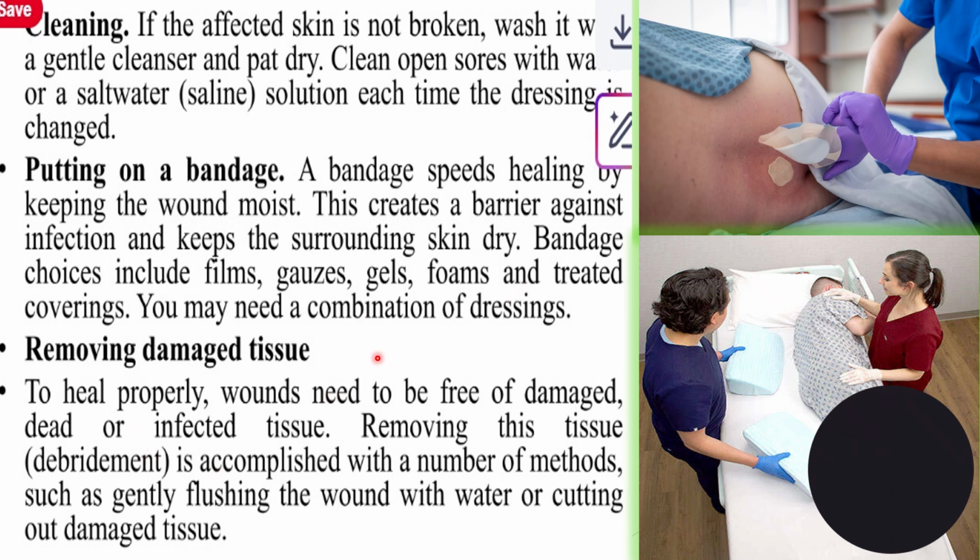Removing the damaged tissue, the wound debridement. To heal properly, the wound needs to be free of damaged, dead or infected tissue, which is removed by debridement. There are a number of methods, such as gently flushing the wound with water or cutting out the damaged tissue.